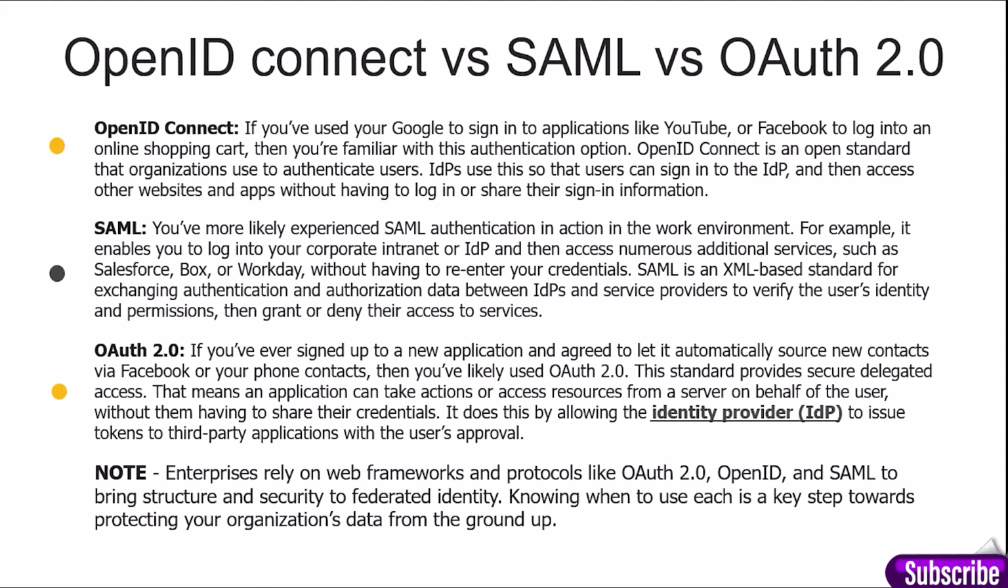There is a note there. Enterprises rely on web frameworks and protocols such as OAuth 2.0, OpenID, and SAML to bring structure and security to federated identity. Knowing when to use each is a key step forward in protecting your organization's data from the ground up.